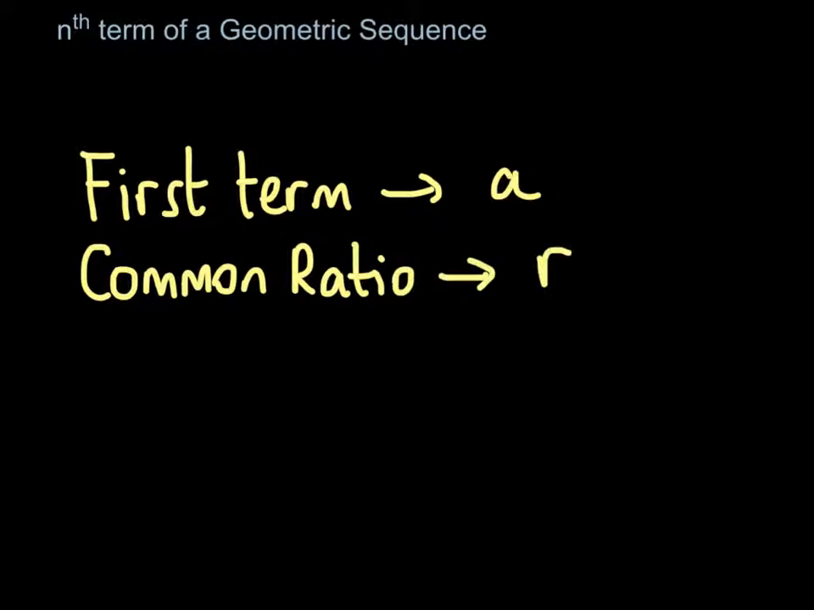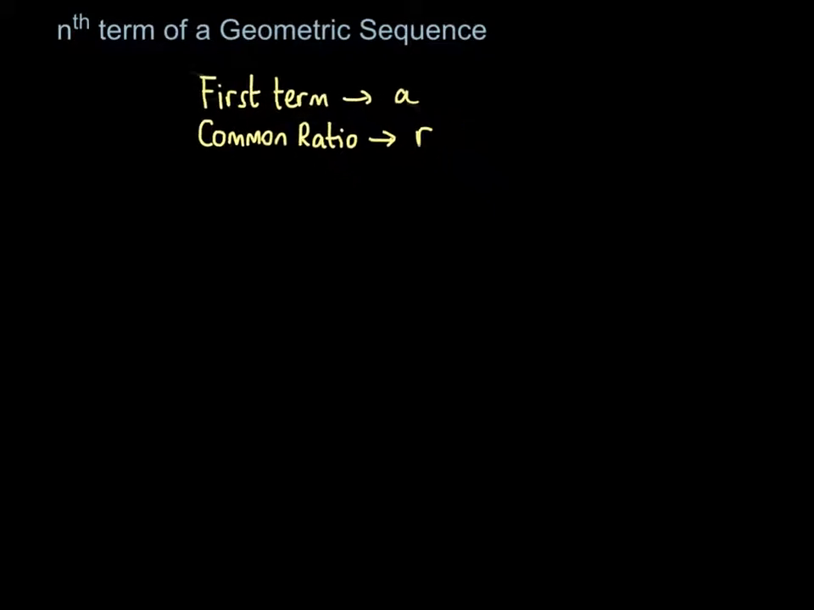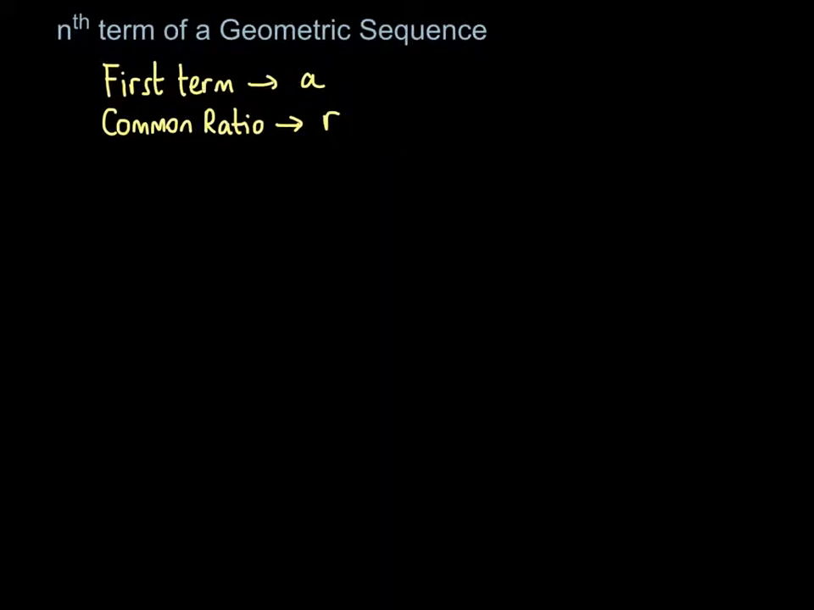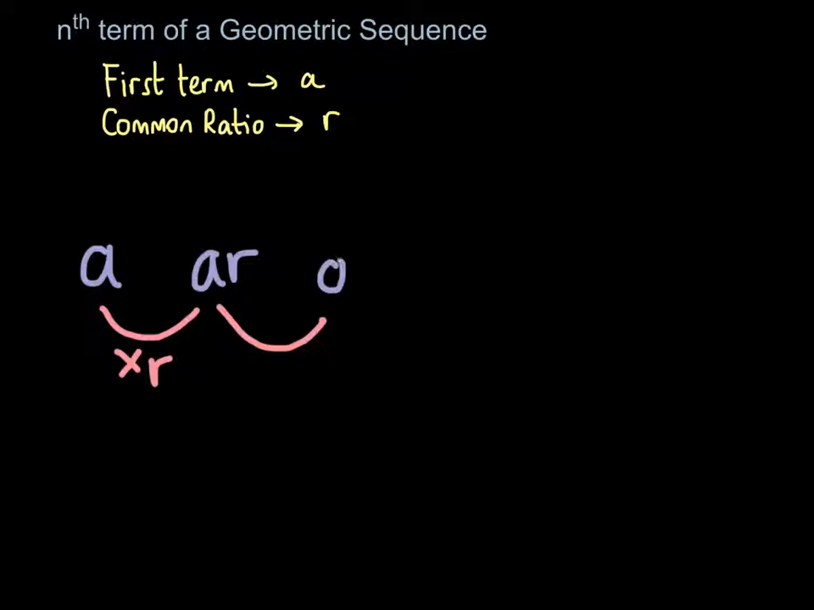So, as I talked about, we've got our first term is a, our common ratio is r. Okay, so let's get a sequence in terms of just algebra, and then we can look at working out an nth term for that sequence. So if I start with a, multiply by r, my second term is going to be ar. And if I multiply by r again, I'll have ar multiplied by r. So my third term is going to be ar squared. And then my fourth term will be ar to the power 3. And so on until I get to my nth term.